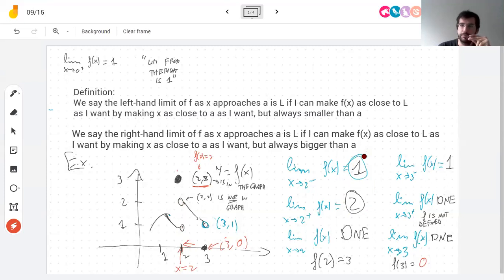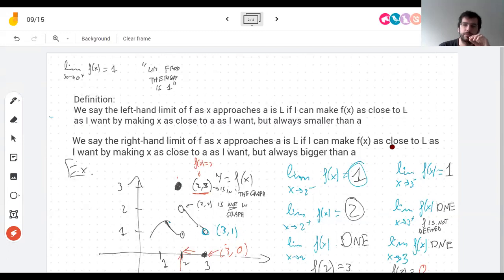Wait, so okay. The limit of f of x as x approaches 3 does not exist, but f of 3 is equal to zero? Yeah. Okay, that's what I was getting confused about, because I thought everyone was saying that the limit of f of x as x approaches 3 is zero. Then I got confused because the limit of f of x as x approaches 2 does not exist. So then I got confused.